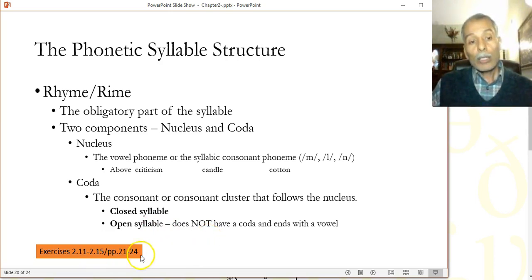So pause and go do the exercises on page 21 to 24.